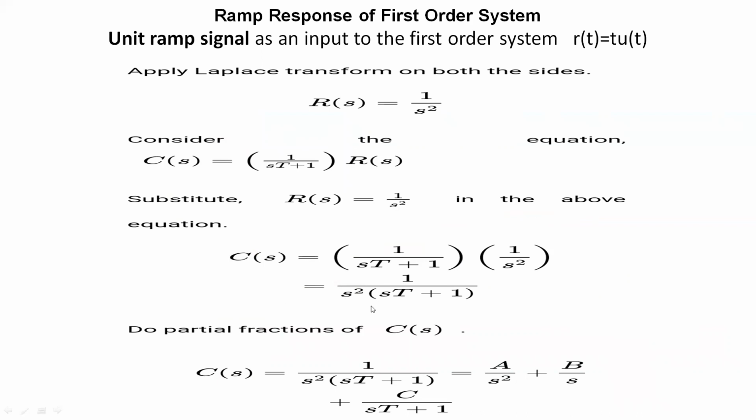Now, if we do the partial fractions of C of s, which is 1 by s square into sT plus 1, we get A by s square plus B by s plus C by sT plus 1. Similarly, substituting and equating the coefficient of s square terms on both sides, you will get C is equal to T square. And as usual, we will get A is equal to 1, B is equal to minus T, and C is equal to T square.